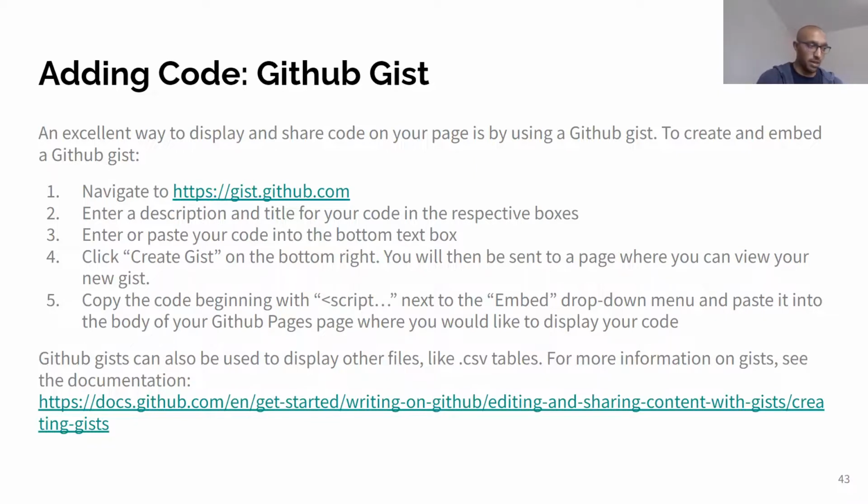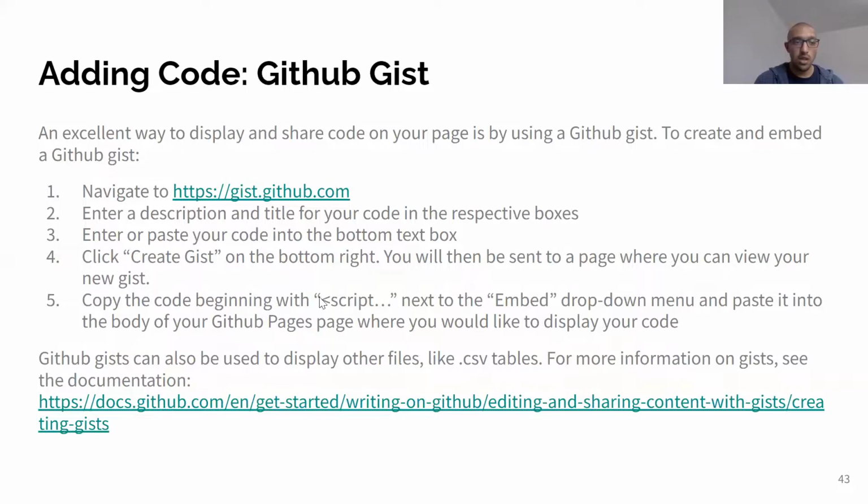And then underneath, there will be a button that says create gist, and it will have options for creating a secret gist or public gist. Essentially what you're doing when you create a gist is you're creating a GitHub repository for that bit of code. And you can choose if you want it to be public, secret, or private. And once you create the gist, you'll be sent to a page where you can view your new gist.